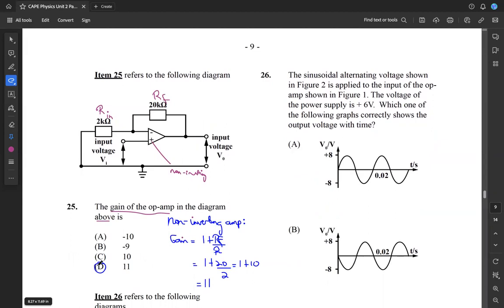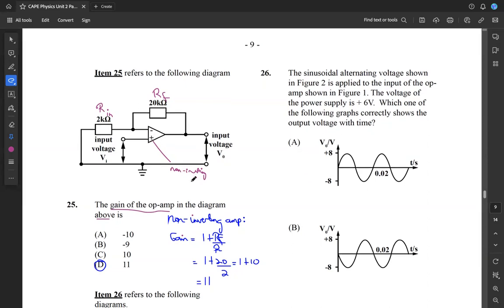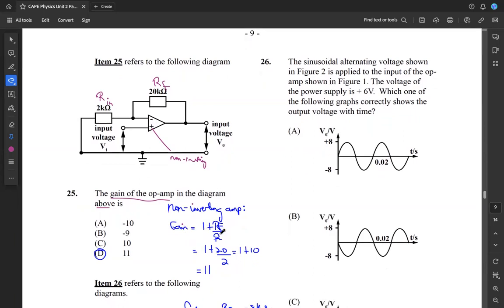So the first thing that you should do whenever you see any of these circuit diagrams is to look where your input is going. So you'll know if you have a non-inverting amplifier or an inverting amplifier, okay? So just look at where the input is going into. And in this case, it's going into our non-inverting node, which is a positive sign. So we know it's a non-inverting amplifier, which has a gain of 1 plus RF over R.